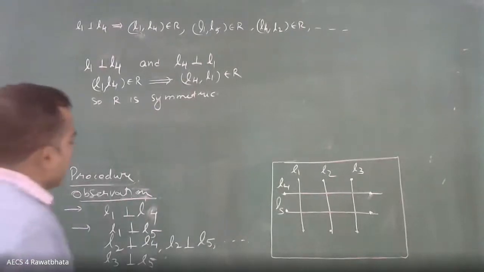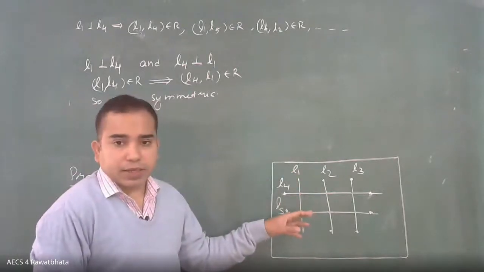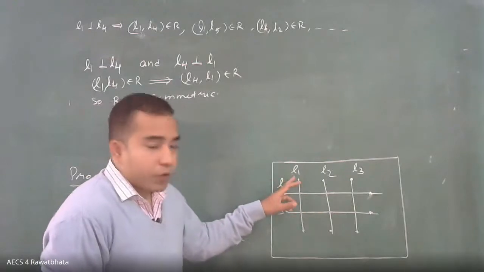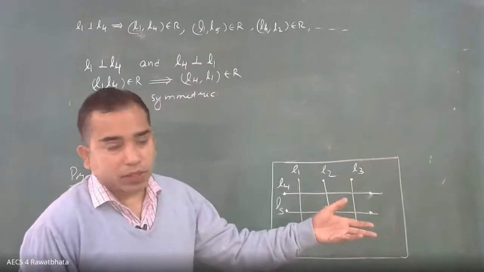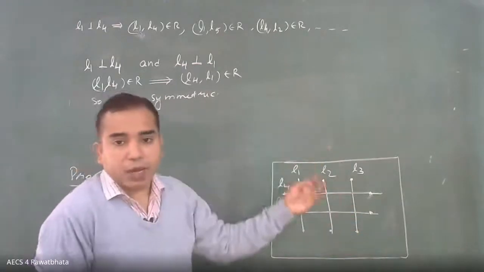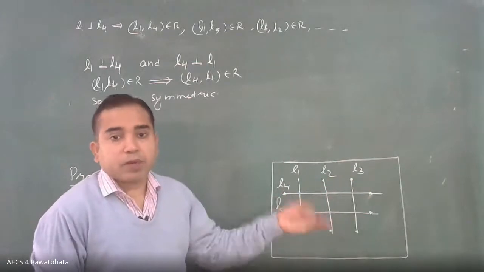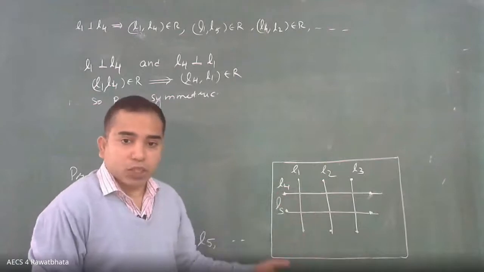Students, see, these all elements are there in this set. Yes, yes. So to prove reflexiveness, L1 comma L1 should be there in this relation which we wrote. L2 comma L2 should be there, L3 comma L3 should be there, L4 comma L4 should be there. But for that, L1 has to be perpendicular to L1, which is not there.